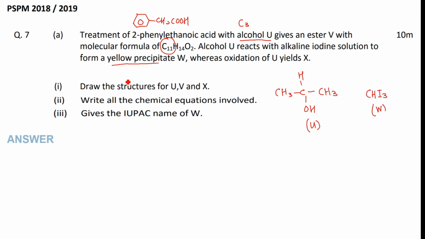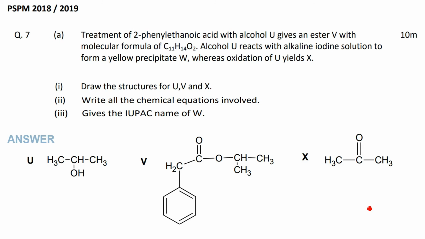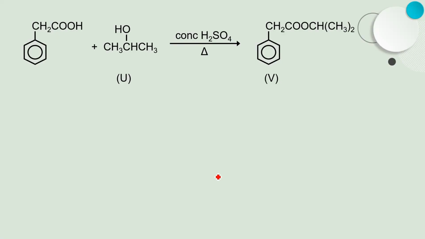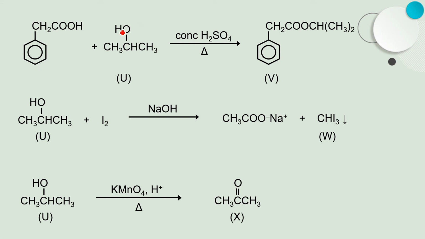The yellow precipitate of the iodoform test, W, is CHI3. Oxidation of U yields X. Therefore, the structural formula of X is a ketone, propanone. So the answers for the structural formulas of U, V, and X are shown below. These are all the chemical equations involved. Reaction between carboxylic acid and alcohol U to form an ester. Alcohol U reacts with iodoform reagent, and the chemical equation for oxidation of U to form X. The IUPAC name of W is triiodomethane.